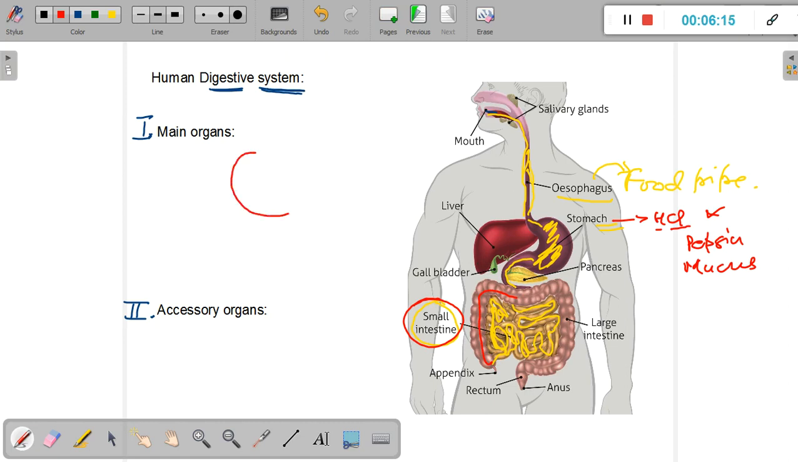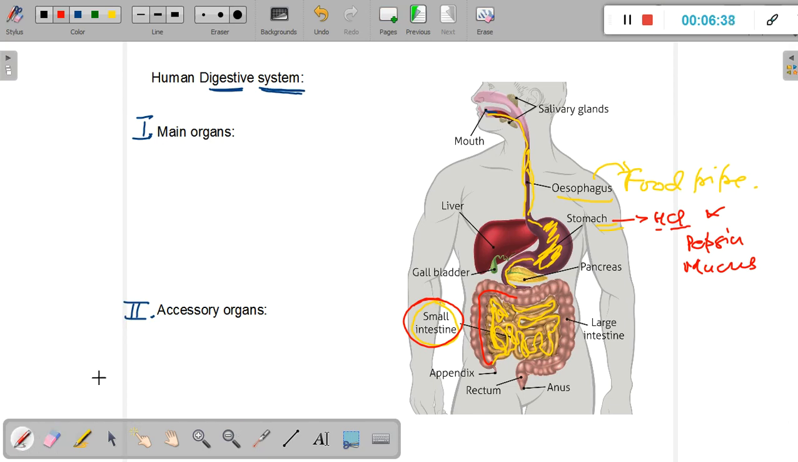It has a wider space. So this is the space inside the large intestine, and this is the space inside the small intestine, and that's why it's called the small intestine and this is called the large intestine. But you must always remember that the small intestine is longer than the large intestine. Large intestine is smaller than the small intestine. This is one thing that you should bear in mind.